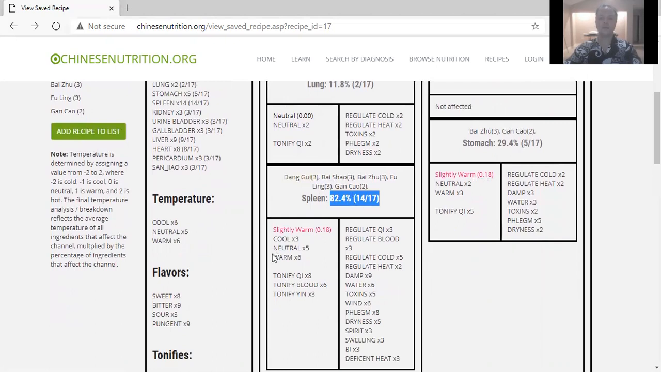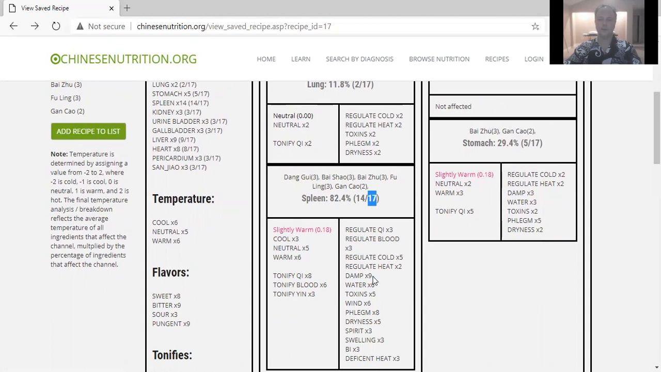How does that actually affect the spleen? Well, it's slightly warm to the spleen, just a little bit. You can see you've got 6 warm, 5 neutral, 3 cool. So it's going to make it slightly warm. And then it tonifies qi. 8 out of 17 will tonify the qi.